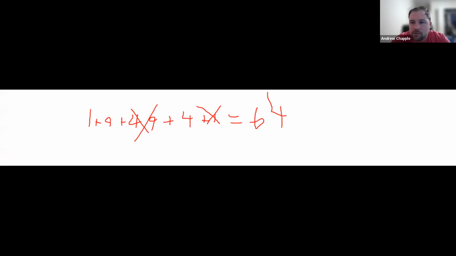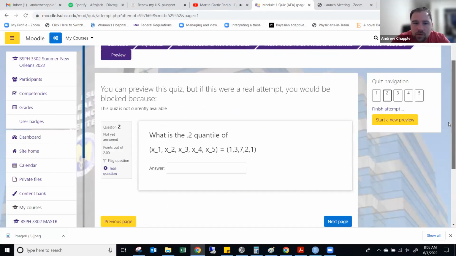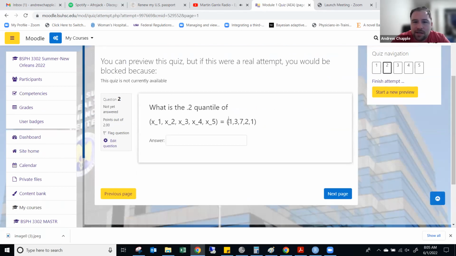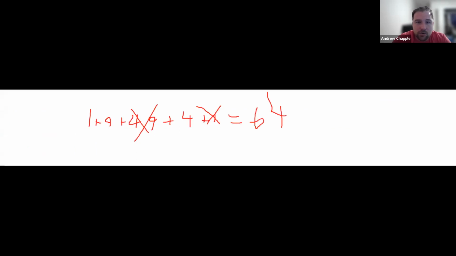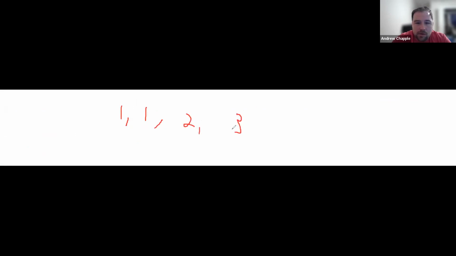Next question. What is the 0.2 quantile of this sample data? The 0.2 quantile is the first data point where at least 20% of the data is below or equal to that value. Maybe the best way to think about it is to sort it in order. So in order, I have a 1, again a 1, a 2, a 3, and a 7.